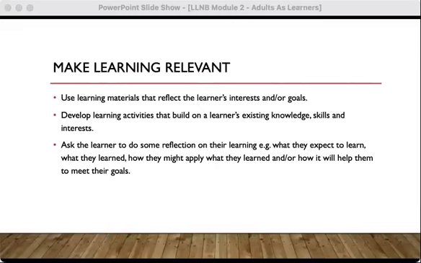Make learning relevant. Use learning materials that reflect the learner's interests and goals. Develop learning activities that build on a learner's existing knowledge, skills, and interests. Ask the learner to do some reflection perhaps on their learning, on what they expect to learn, what they have learned, how they might apply what they've learned, and how it will help them to meet their goals.